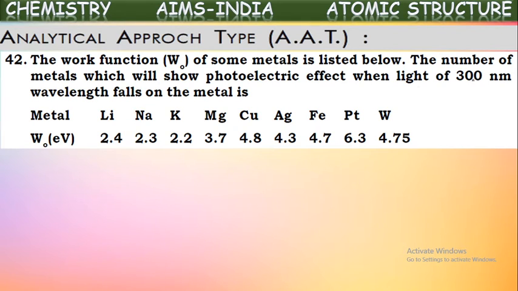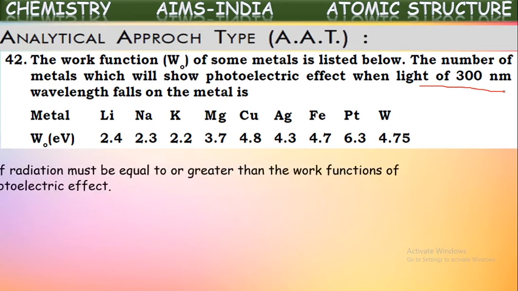To know that, first we have to identify the energy associated with this photon, which has 300 nanometers wavelength. If the energy passed is greater than the work function of the metal, then that metal can exhibit the photoelectric effect. If the energy passed onto the metal surface is less than its work function, then that metal cannot release electrons and cannot exhibit the photoelectric effect. So first we have to calculate the energy of the light passed onto these metal surfaces. Let us see the solution.